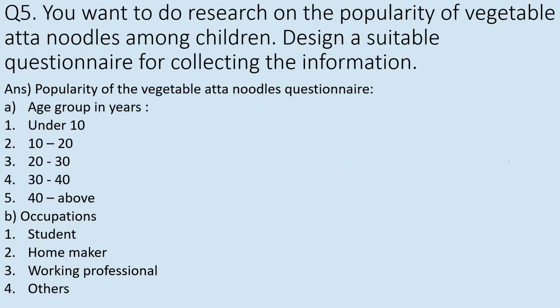Here in question 5, you want to do research on the popularity of vegetable atta noodles among children. Design a suitable questionnaire for collecting the information. So the answer here, we will have to frame the questionnaire for vegetable atta noodles. The first question can be age group in years. The options can be under 10 years, 10 to 20 years, 20 to 30 years, 30 to 40 years, 40 years and above. The next can be about occupation. The options can be student, homemaker, working professional or others.